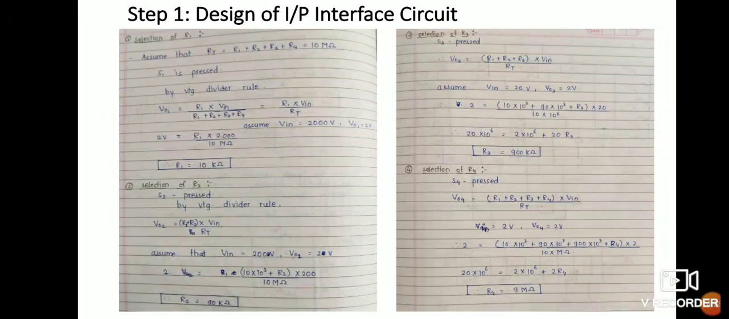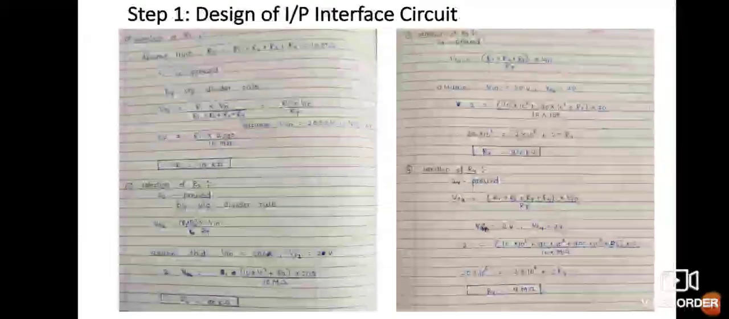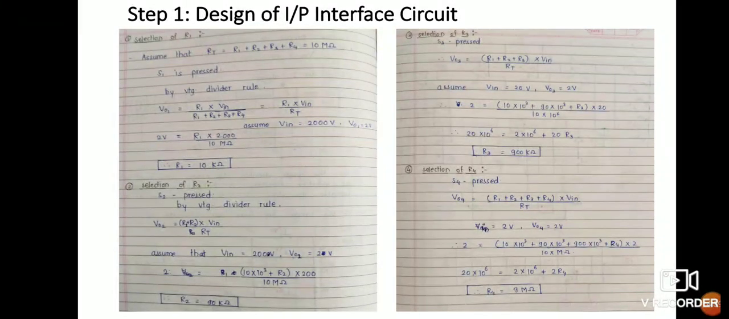Next will be the selection of R3. When S3 is pressed, V03 is equal to R1 plus R2 plus R3 into Vin divided by RT. Assume Vin is equal to 200, so we are decreasing it: 2000, 200, 20 and 2, like this. According to that, we find the resistors by putting in the R1 and R2 values. We will get the value of R3, so R3 is equal to 900 kilo ohm.